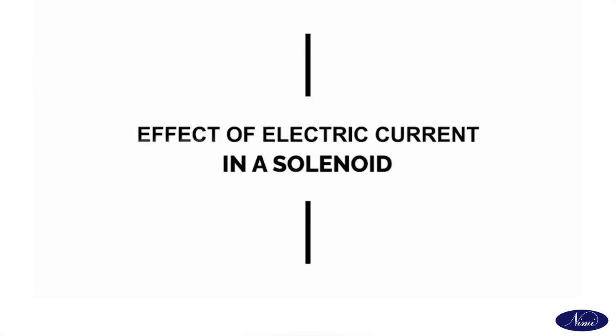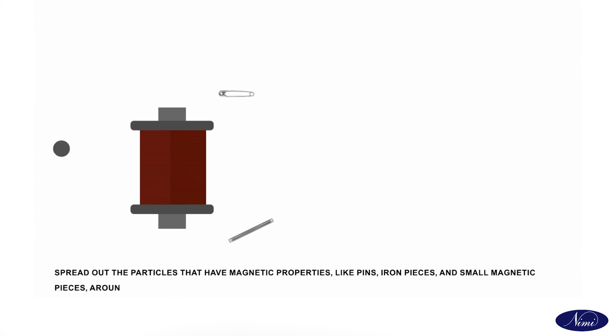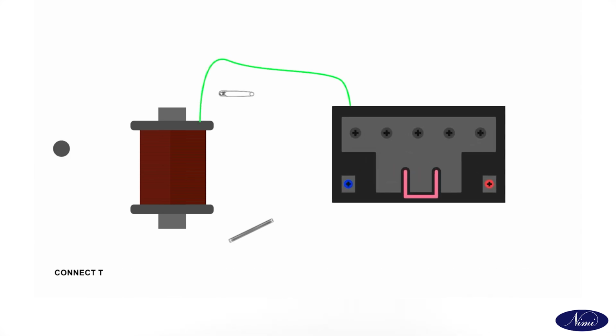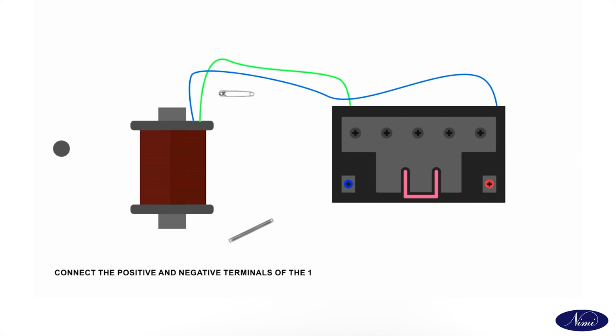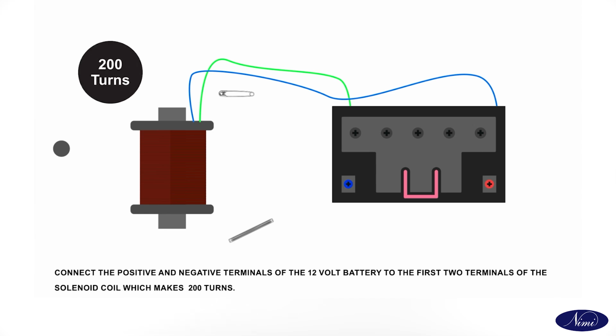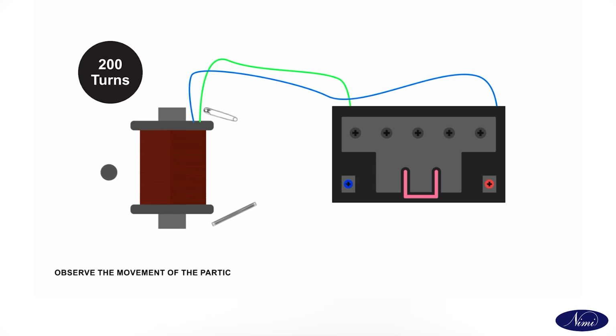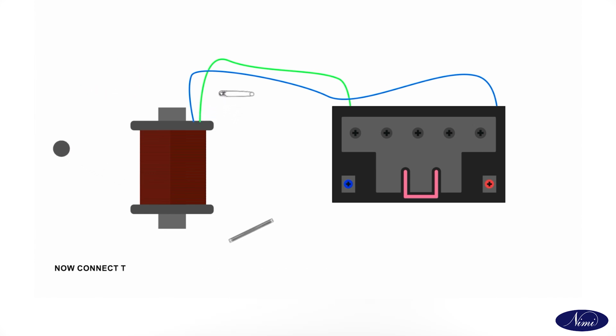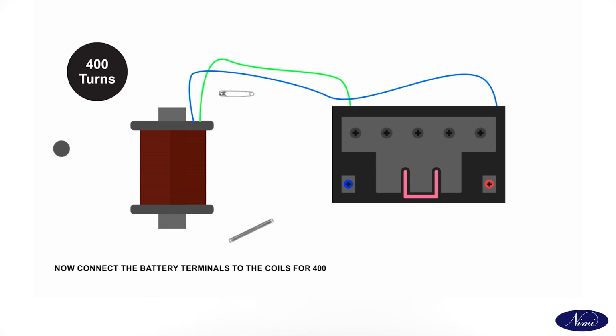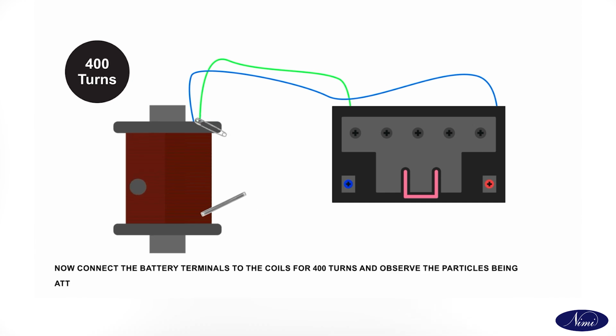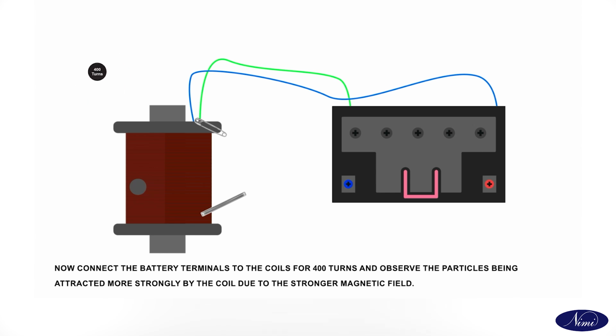Let us discuss the effect of electric current in a solenoid. Spread out the particles that have magnetic properties like pins, iron pieces, and small magnetic pieces around the solenoid coil. Connect the positive and negative terminals of the 12-volt battery to the first 2 terminals of the solenoid coil and make 200 turns. Observe the movement of the particles attracted by the coil. Now, connect the battery terminals to the coils for 400 turns and observe the particles being attracted more strongly by the coil due to the stronger magnetic field.